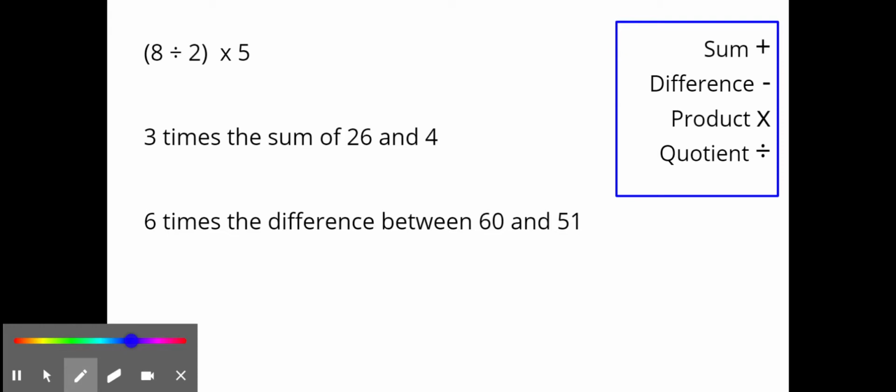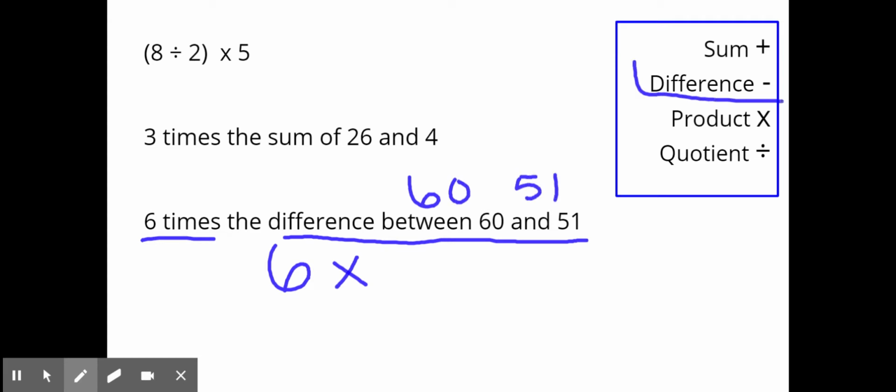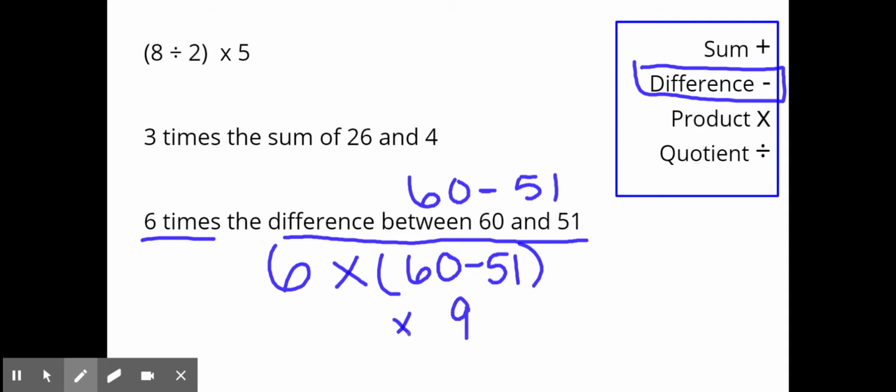All right, so let's go back to this one. So now I have 6 times the difference between 60 and 51. Okay, let's take it step by step. I first have 6 times. What am I timesing? The difference between 60 and 51. So I have 60 and 51. Difference means subtraction, so I'm going to subtract them. Again, I'm putting that part in parentheses because I know I need to do that first, because I need to find the difference of 60 and 51. The difference of 60 and 51 is 9. So now I have 6 times 9, and that would give me 54.